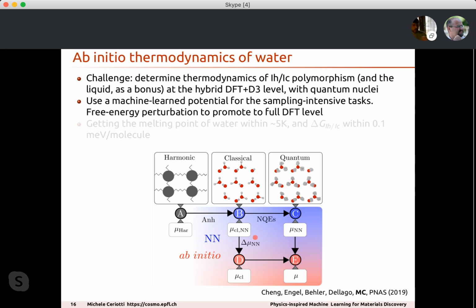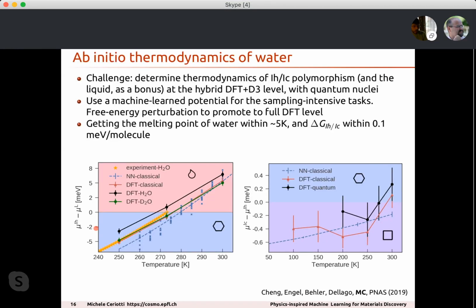So what we do here is using machine learning as a stepping stone to perform all of these time-consuming thermodynamic integrations. And then, since machine learning is accurate, but it's not accurate enough to predict the relative free energy of cubic and hexagonal ice, we do free energy perturbation to promote machine learning to full ab initio accuracy. And in this way, we can do just a couple of thousand single point ab initio calculations rather than several million. And when we do all of these, we can predict with absolutely no fitting parameters the melting point of water within a few Kelvin.